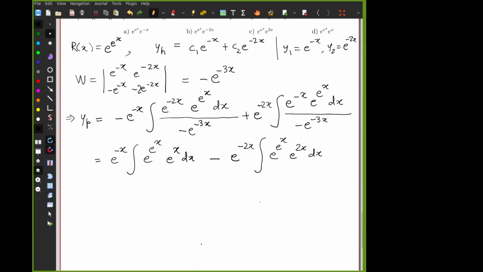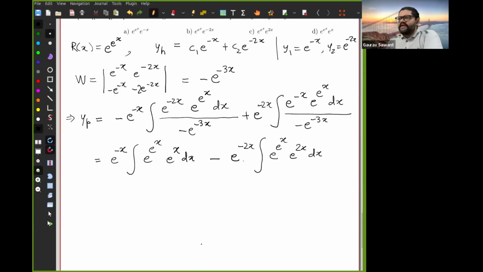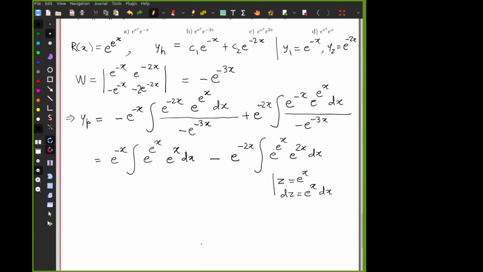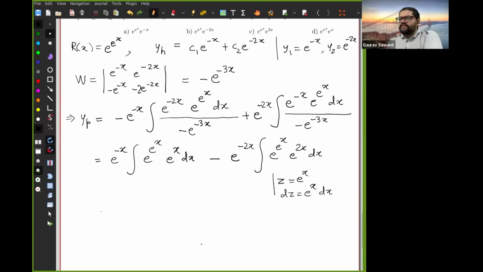Now this is a mere substitution, and we can sort it out quickly. You use the substitution z equal to e power x and dz equal to e power x dx. In the second case, I make the substitution z equal to e power 2x, and then dz will be 2 e power 2x dx.